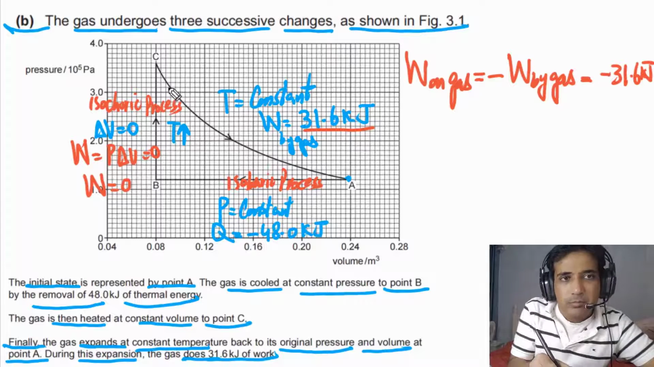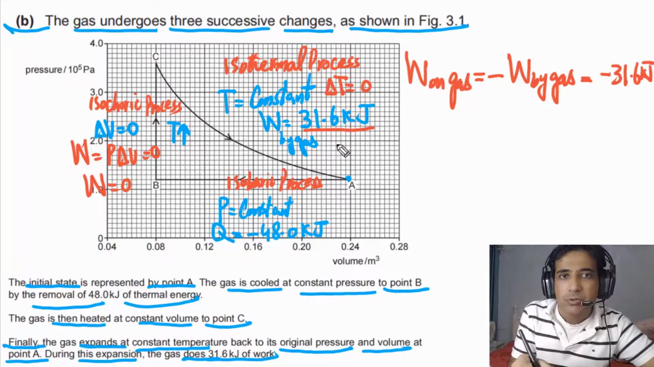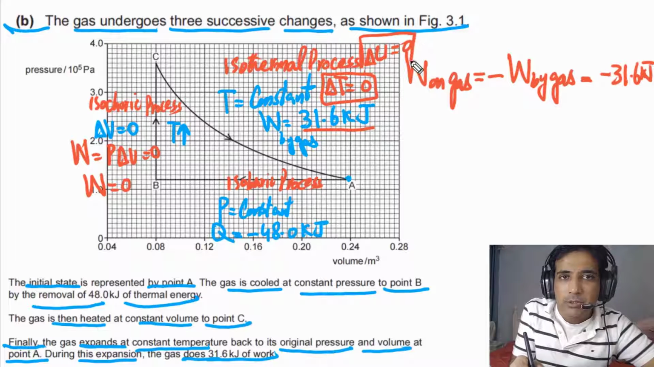So very important point. Between C and A, it is given to us temperature remains constant. If temperature remains constant, we call this an isothermal process. In isothermal process, temperature remains constant, so in this case delta T is equal to 0. If change in temperature is 0, it also means that delta U is also equal to 0. Means there is no change in internal energy of the gas. Very important point. We will need this one later to answer some questions.